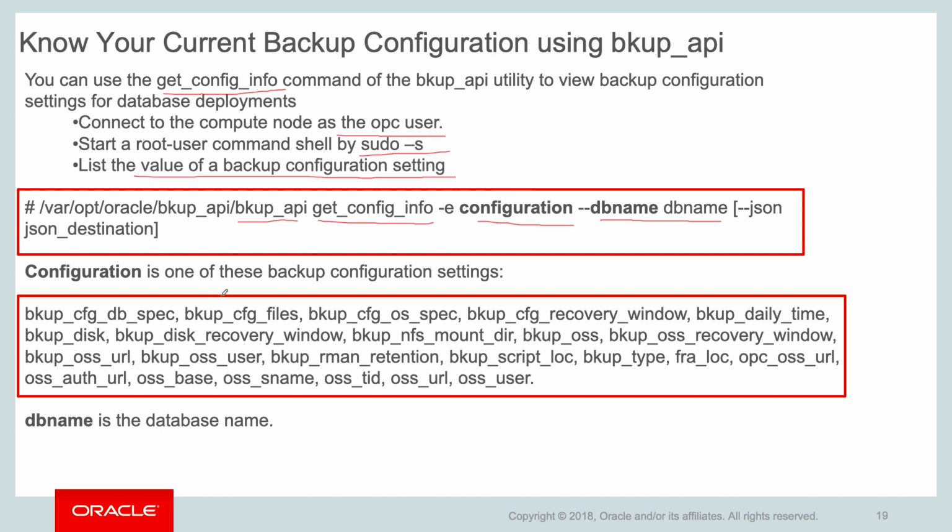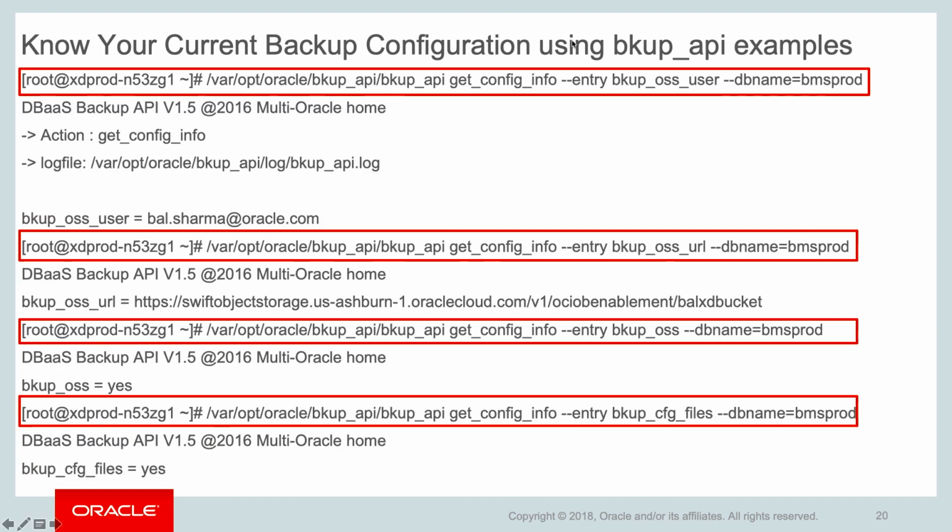And these configuration values could be any configuration parameter which you have created, or not created, but you want to see the value of it. So it could be backup CFG DB spec or CFG files, backup CFG OS. It could be backup underscore OSS recovery window. So these are the parameters for which you want to see what value is already set before you can even modify them. So a few of the examples for knowing your current backup configuration.